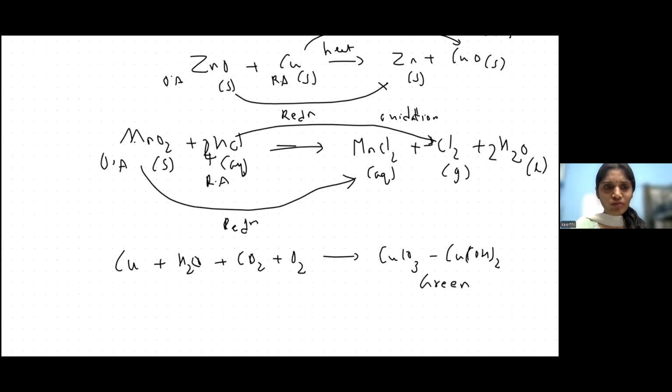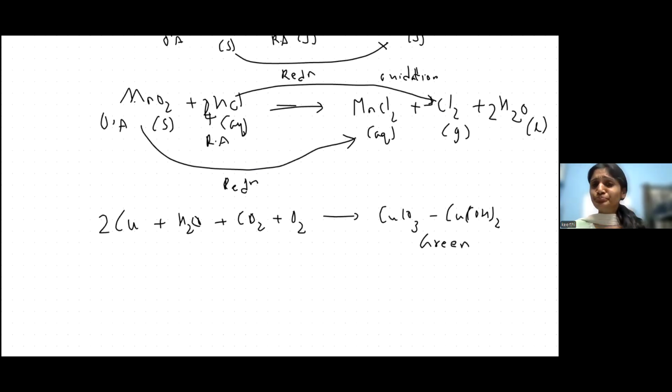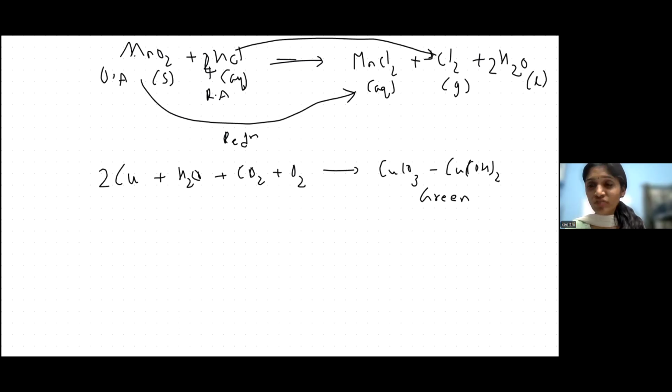I think everything is balanced. Only I have to put two copper atoms here. Okay, two moles. I have to take 2 moles of copper here, because on the right side I have two copper atoms. And what do you call this? This I call basic copper carbonate, which is green in color.